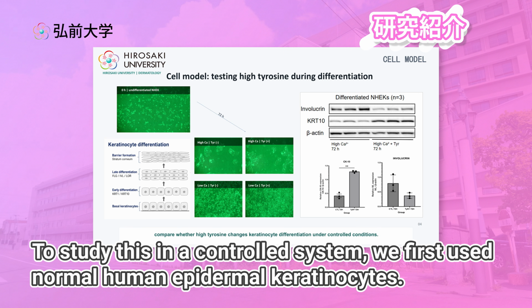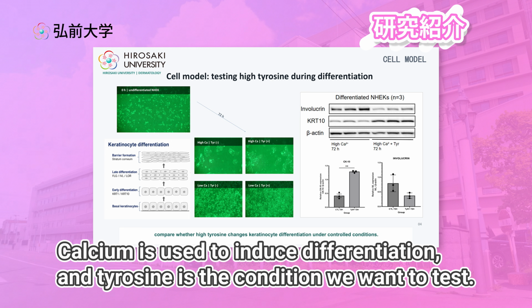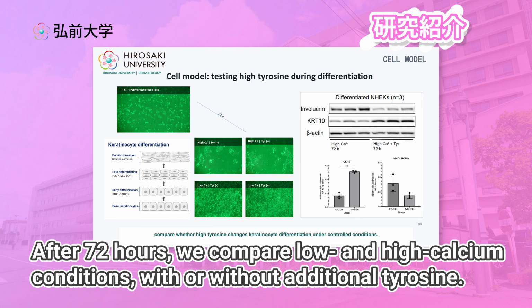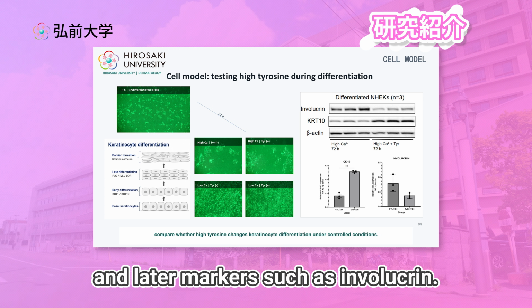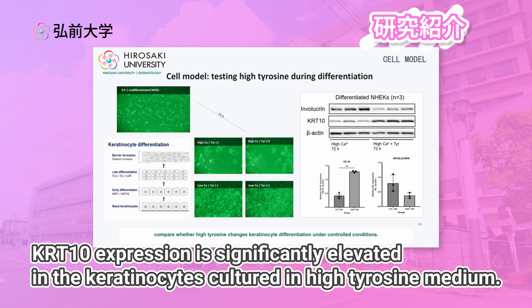To study this in a controlled system, we first used normal human epidermal keratinocytes. Calcium is used to induce differentiation, and tyrosine is the condition we want to test. After 72 hours, we compare low and high calcium conditions with or without additional tyrosine. Then we examine differentiation markers including early markers such as keratin 10 and late markers such as involucrin. Keratin 10 expression is significantly elevated in the keratinocytes cultured in high tyrosine medium.